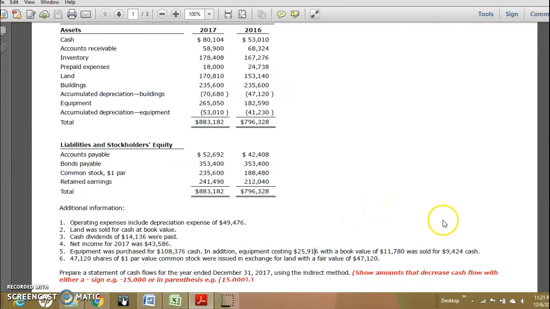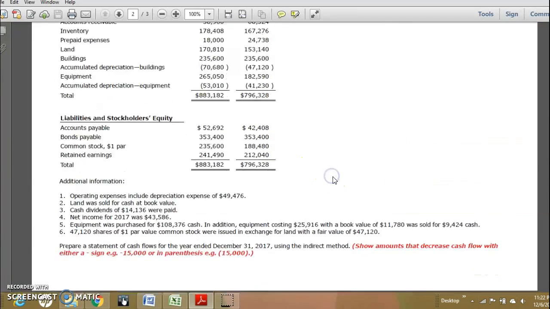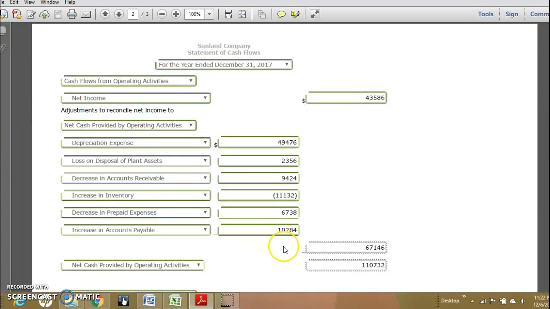And then the increase in accounts payable. Let's go back up to accounts payable. This information is found in liabilities and stockholders' equity. In 2016, the accounts payable of the company was 42,408, and in 2017 it was 52,692. Again, we're going to find the difference: 52,692 minus 42,408 is 10,284, an increase.